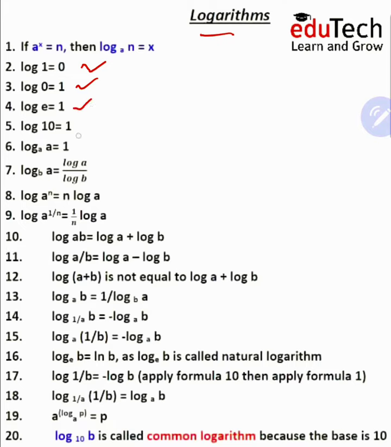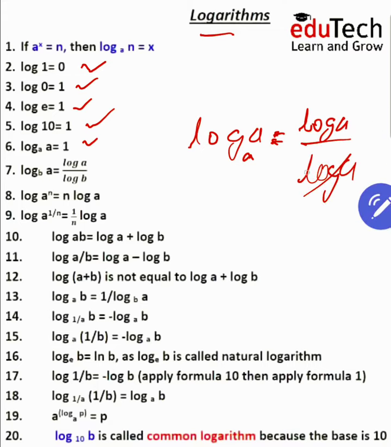Log e value is 1, log 10 value is 1. Log a to the base a equals 1, because it can be written as log a upon log a, which is cancelled out and will get 1. Seventh one, log a to the base b equals log a upon log b.